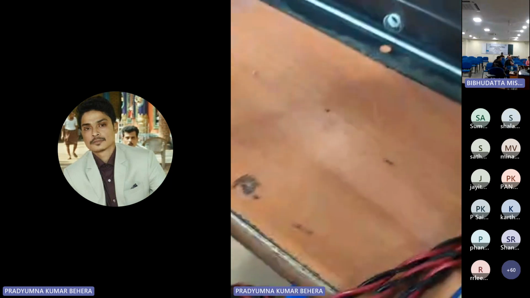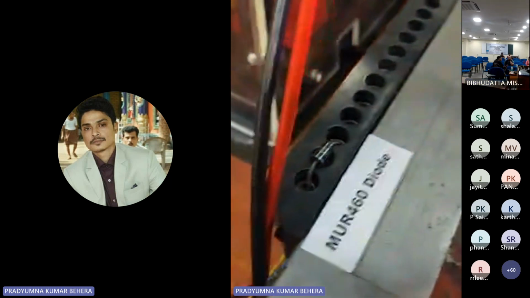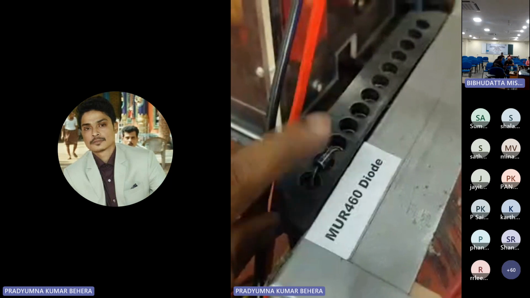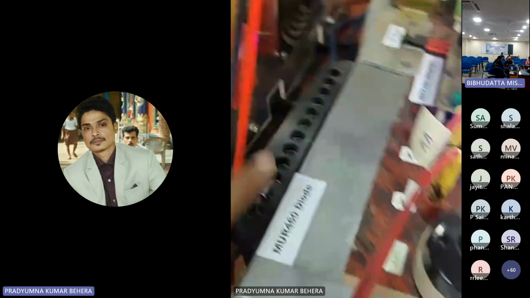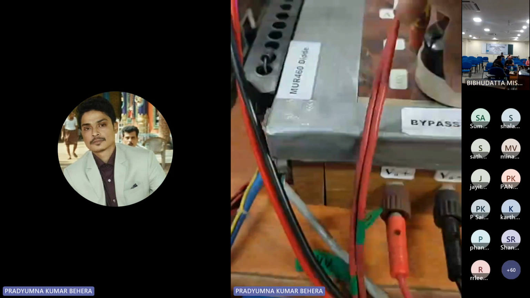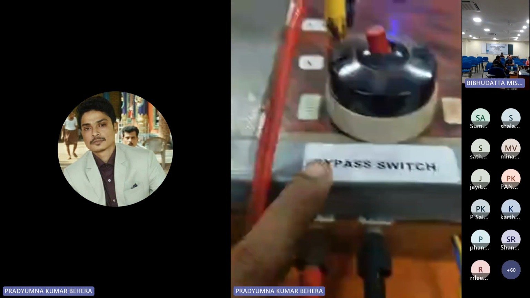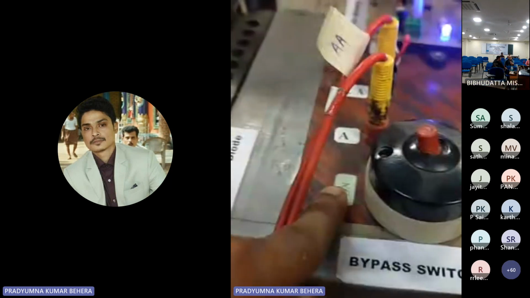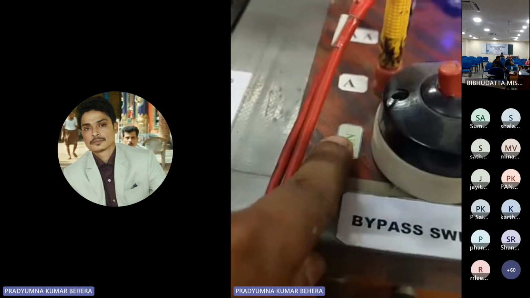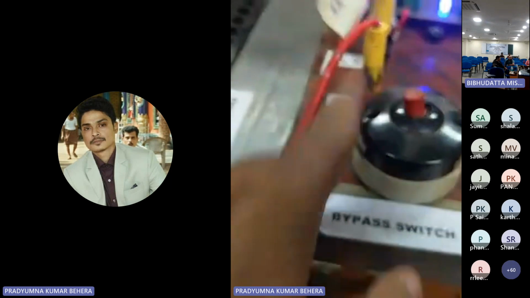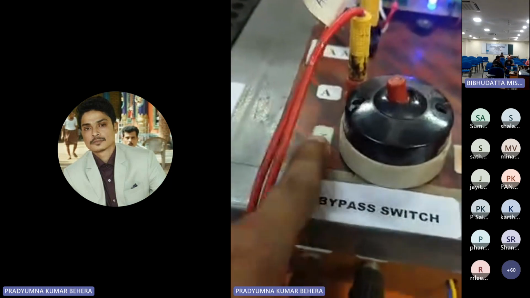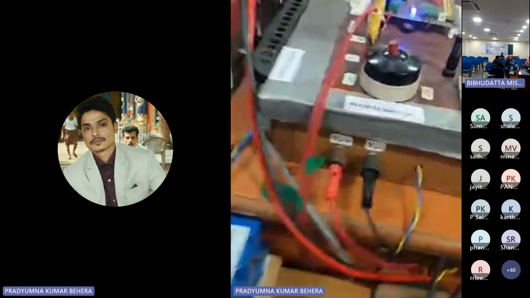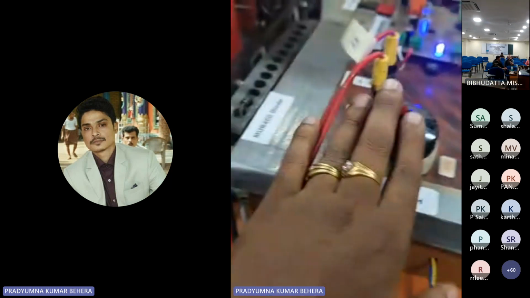Here we have the ultra fast recovery diode. This one is my ultra fast recovery diode, the MUR 460 diode. And this one is our important friend, this bypass switch. Very important. For the time being, it is kept in on position, which means it is shorted. First of all, it will be in on position. Then, as the motor gains some speed, we will turn it off manually.